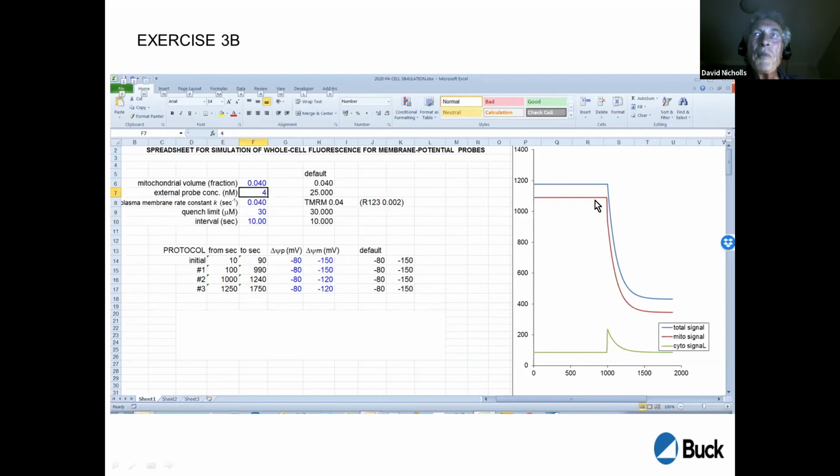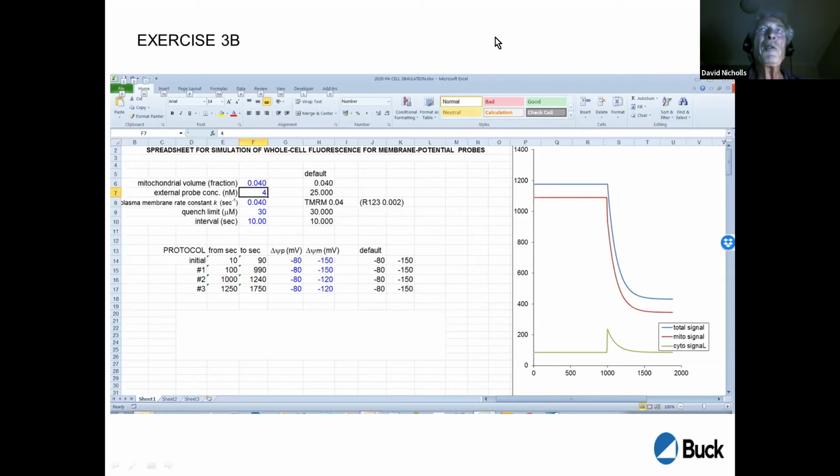We're releasing some of the TMRM, not all of it, because the potential only dropped by 30 millivolts, from 150 to 120. There is a brief hiccup of increased cytosolic fluorescence, which then rapidly comes back to baseline. So we have a permanent difference. In other words, if you were comparing your wild type and knockout cells in non-quench mode, and these are the control cells, and these are the knockout cells, you will detect a difference in whole cell fluorescence. So non-quench mode is absolutely essential.